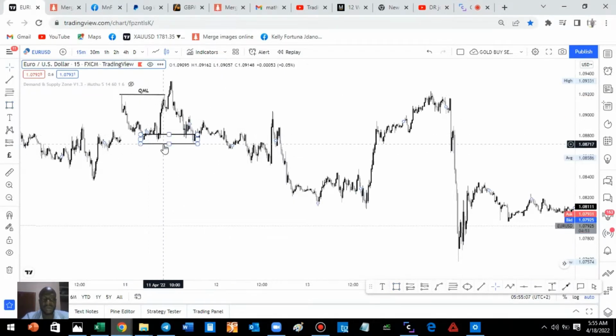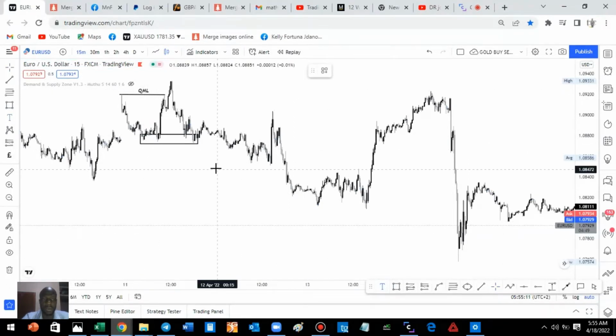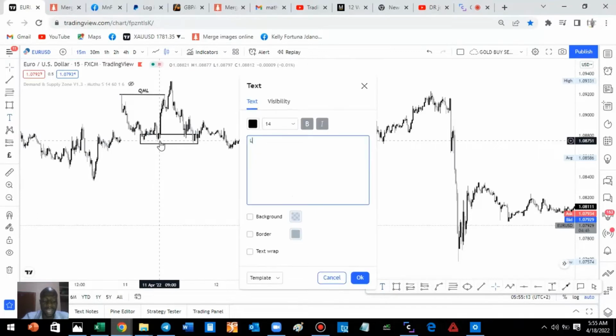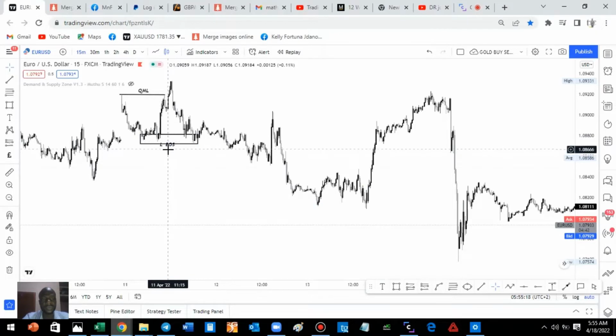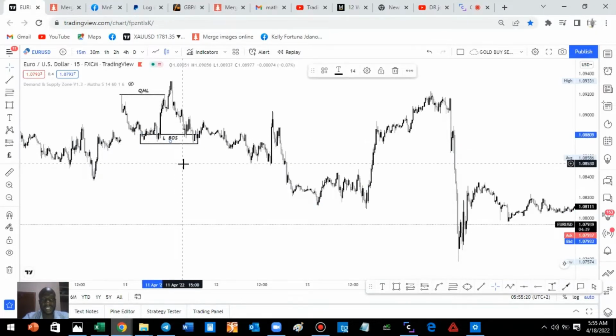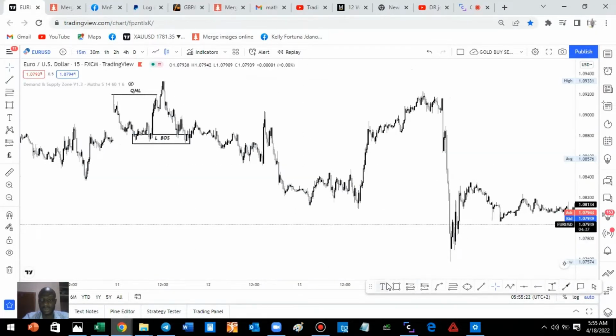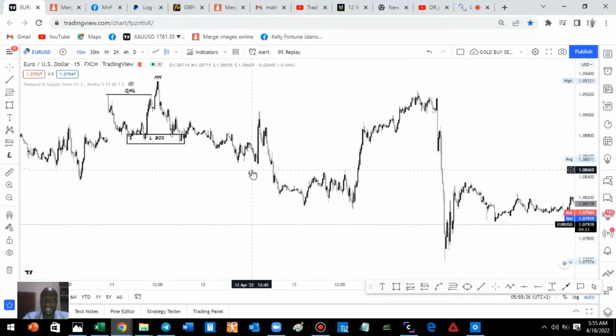So right here we had the QML, then this is the high, and this is the low, then the higher high right there. So this is the low. According to how I analyze, I'll call this low the break of structure. After that, you label your higher high right there, and then you look for the lower low. So my lower low was right here. That means my path is complete.